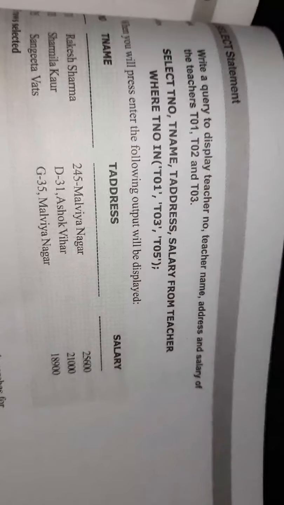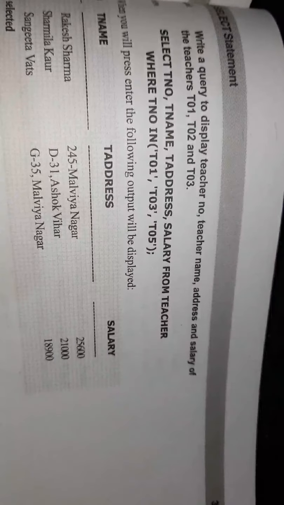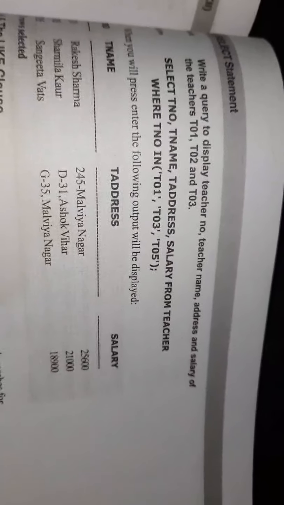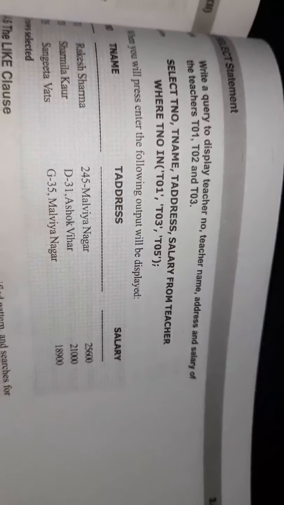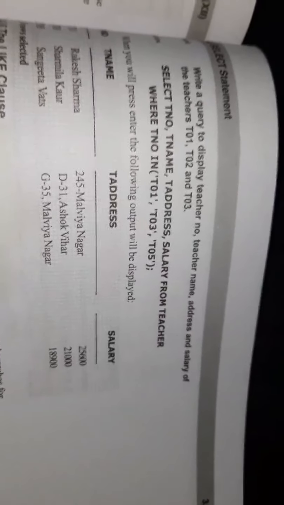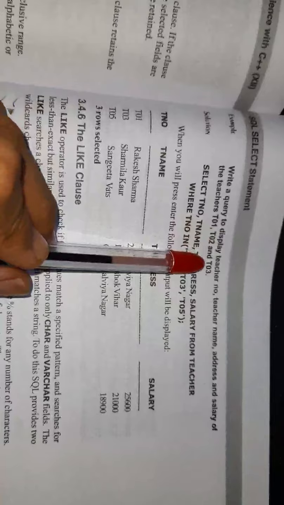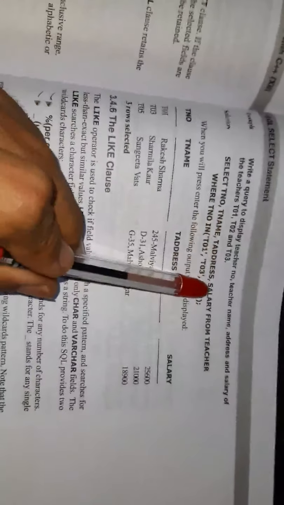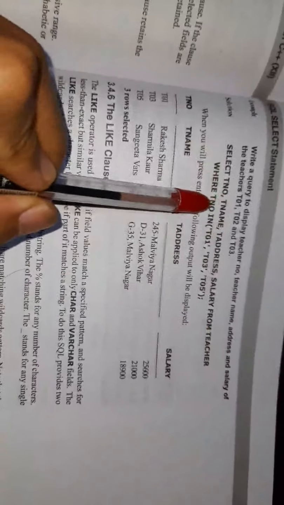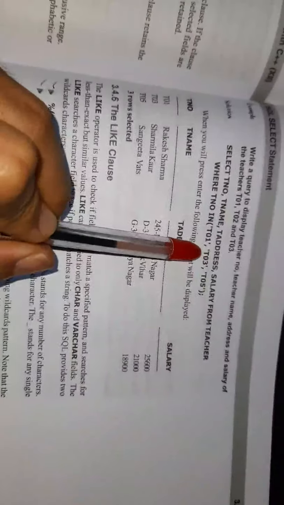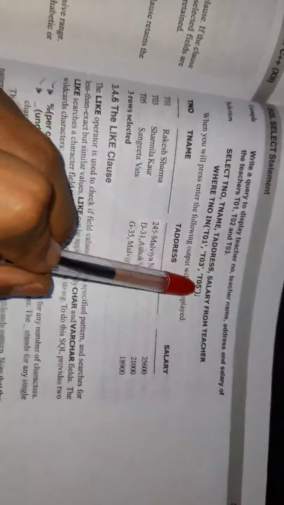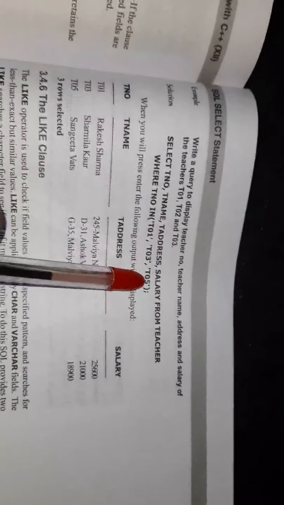Here, as you can see, write a query to display teacher number, teacher name, address, and salary of teachers T01, T02, and T03. Three values have to be compared. That's why: SELECT t_number, t_name, address, salary FROM teacher WHERE t_number IN T01, T02, and T03. There's a typing mistake here.